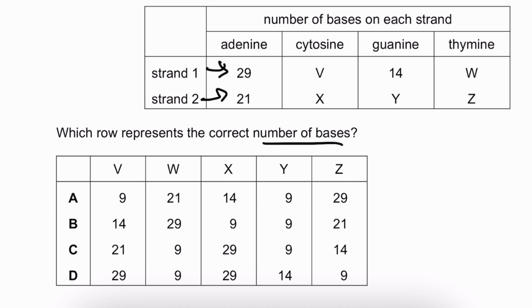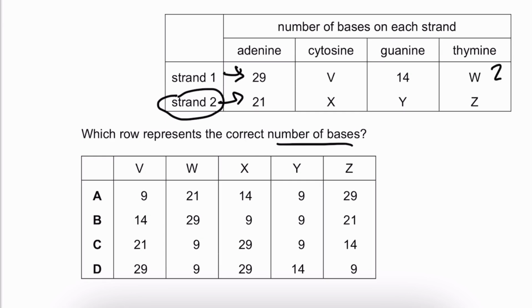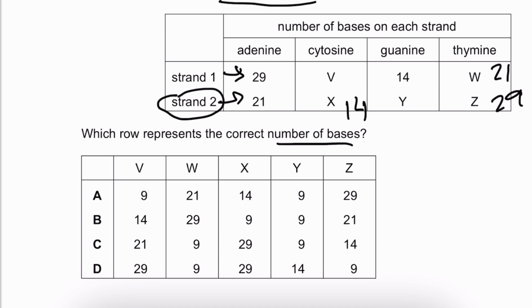And we know that if there's 21 on strand 2 of adenine, there should be 21 on strand 1 of thymine, because adenine is complementary to thymine. And if there's 29 on strand 1 of adenine, then there should be 29 on strand 2 of thymine. And then when it comes to cytosine, since we have 14 on strand 1, this should also be 14. And then to calculate the rest, he said here they have 73 base pairs.